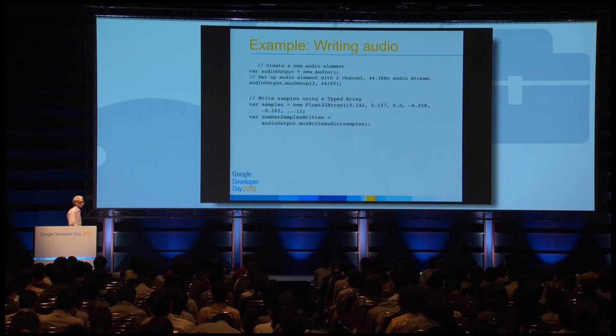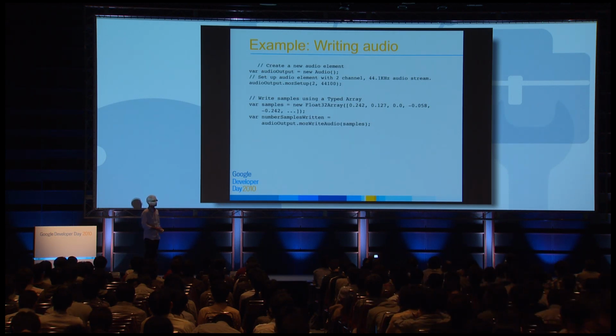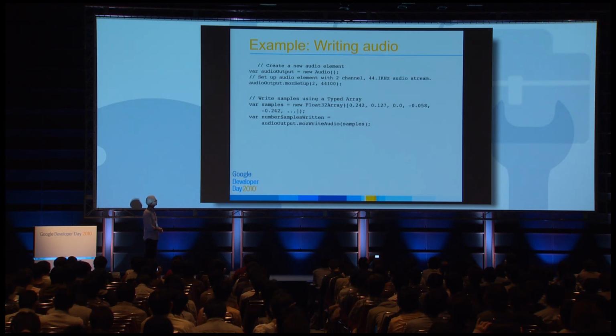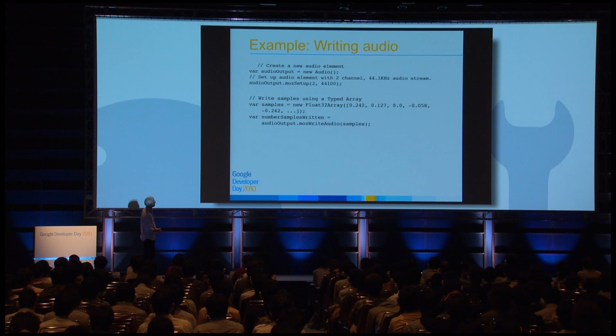Here's an example of writing an audio stream. So you instantiate a new audio object. This is for output. I don't know enough about the interface, but apparently you have to set up the number of channels and then a frequency. Then you take this big array, and you just feed that array to your audio object, and you're now playing sampled audio.